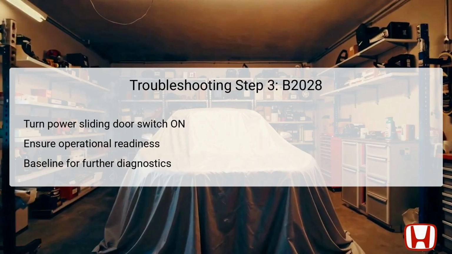With the ignition system reset, the technician must turn the power sliding door main switch on. This action prepares the sliding door assembly for testing and ensures it is operationally ready for further diagnostic steps. Activating the power sliding door switch allows technicians to monitor the system's response effectively, aiding in identifying any faults in real time. It's essential for confirming that the assembly and its associated components are correctly executing commands.